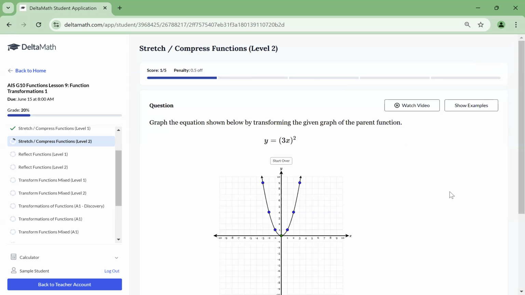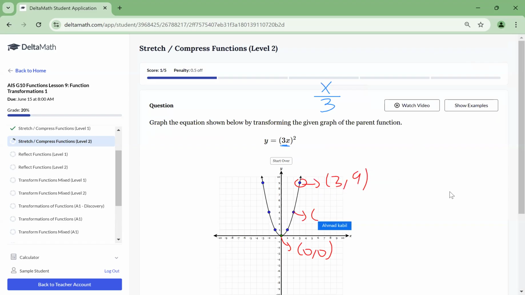Here as well, we have 3 times x. So the change is horizontal. It's affecting the x. We are going to do the opposite of what we see. So x divided by 3. So let's take a value of x that is divisible by 3. So here we have 0, 0. Here I'm going to go with this point here because it's 3, 9.